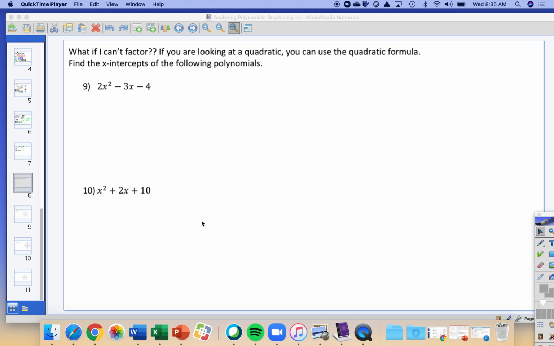And the first thing we looked at is, can we factor? And that should always be your first option. Can I factor this? And if you can't factor it, what do we do? And that's what we're going to look at today. What happens when we can't factor?